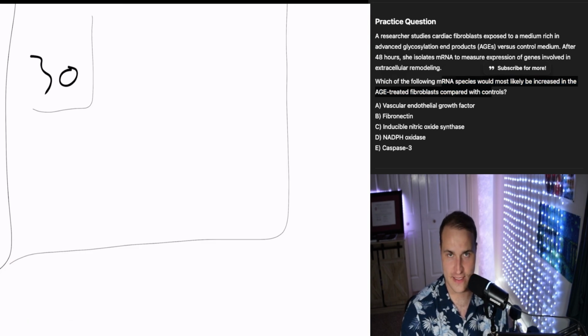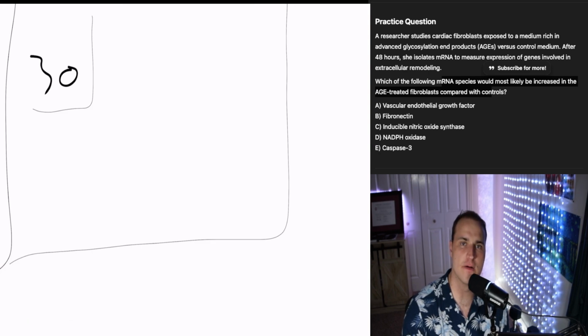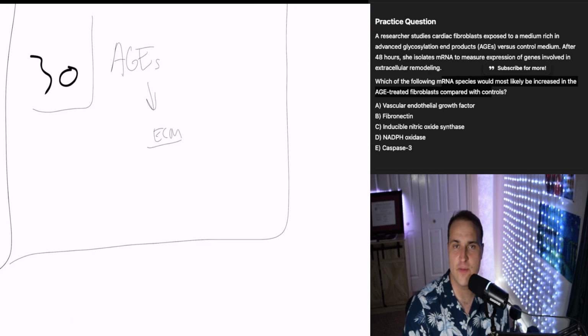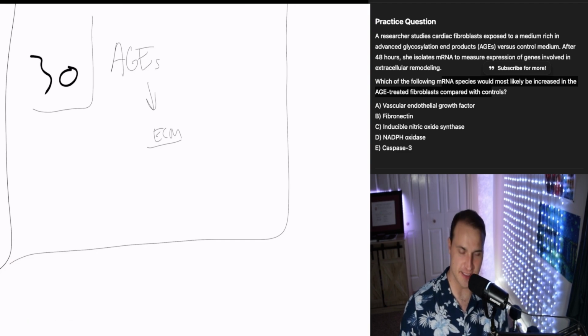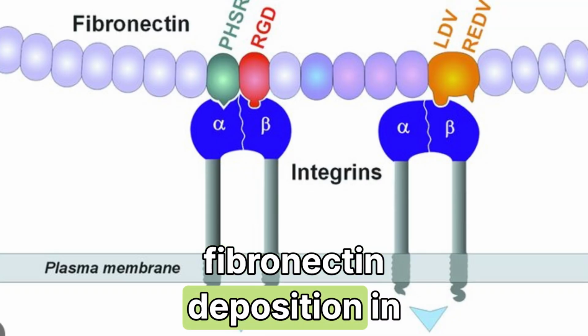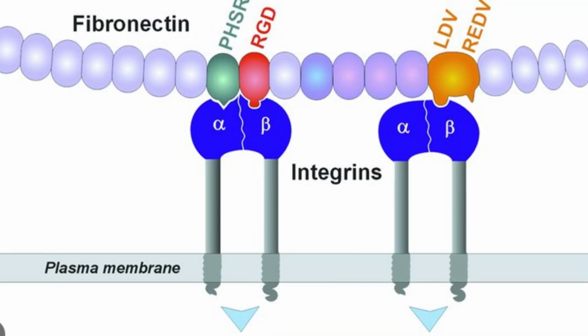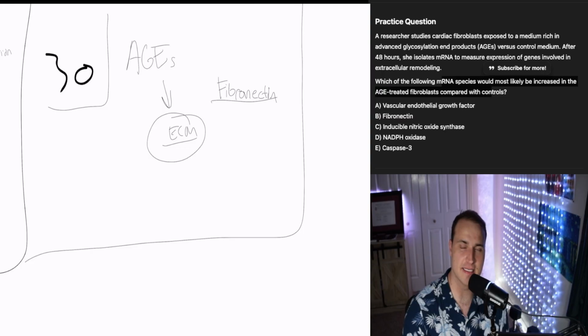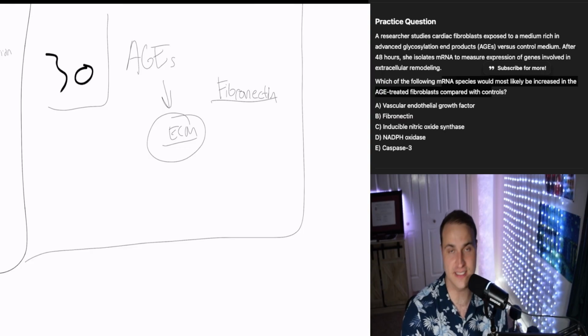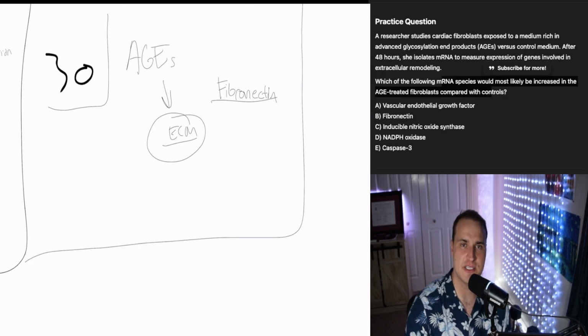Okay, so advanced glycosylation end products, AGEs, stimulate mesangial cells to overproduce extracellular matrix. Fibronectin is a key extracellular matrix glycoprotein, and it would show increased mRNA expression under these stimulations. Fibronectin deposition in diabetic nephropathy is driven by AGE-mediated signaling that enhances ECM production. Extracellular matrix is ECM, by the way. So mesangial expansion occurs because of that excessive ECM proteins like fibronectin and also collagen.